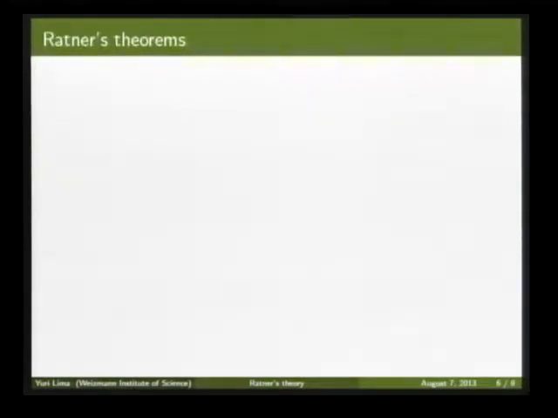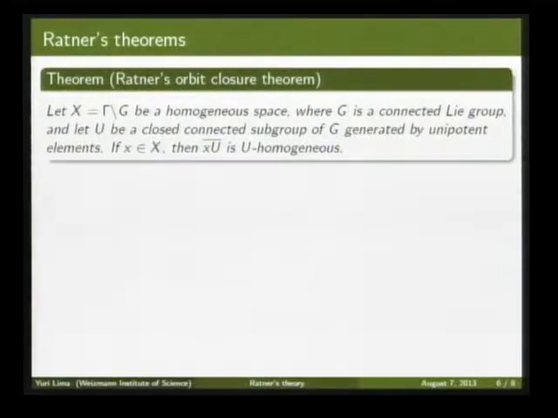So the theorems are these three things that I put here. And the aim of today is exactly to explain each of these terms that you might not understand so far. So what is a homogeneous space? What is a Lie group? I'm also going to say what a Lie group is. What is a unipotent element? And what does it mean to be U-homogeneous?